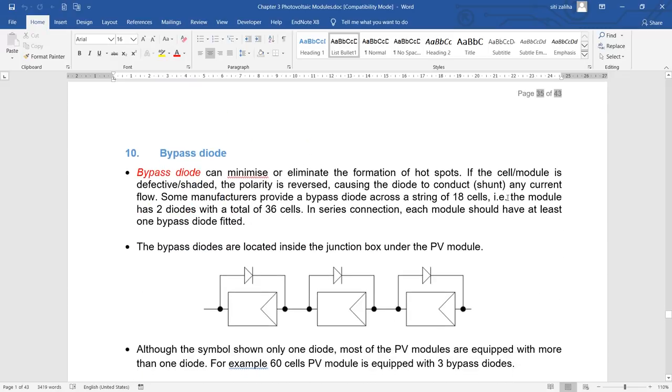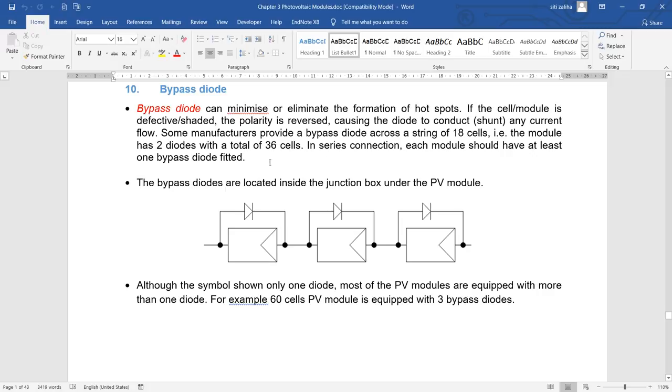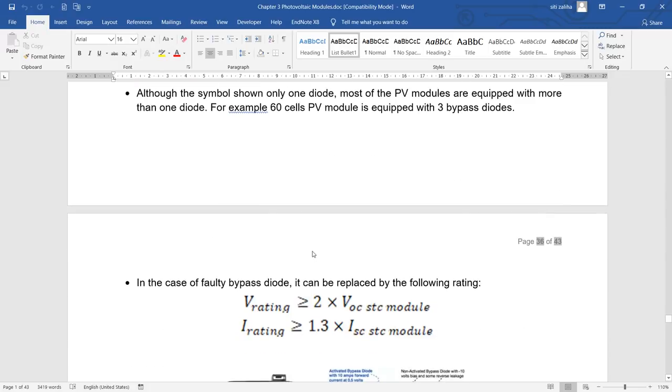So how to draw the circuit diagram with a bypass diode? This is how you draw. This is the symbol of the PV module and here is the bypass diode. For one module, one bypass diode. Although the symbol shows only one diode, most PV modules are equipped with more than one diode. For example, a 60 cell PV module is equipped with 3 bypass diodes. So one bypass diode caters for 20 cells of the PV module.